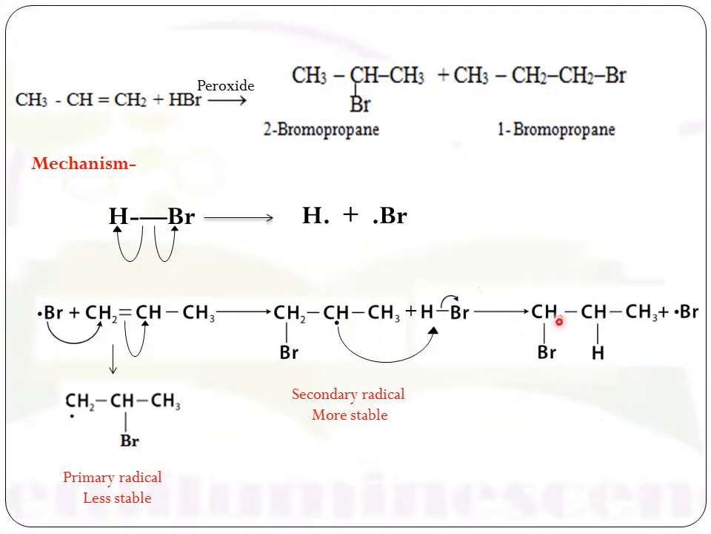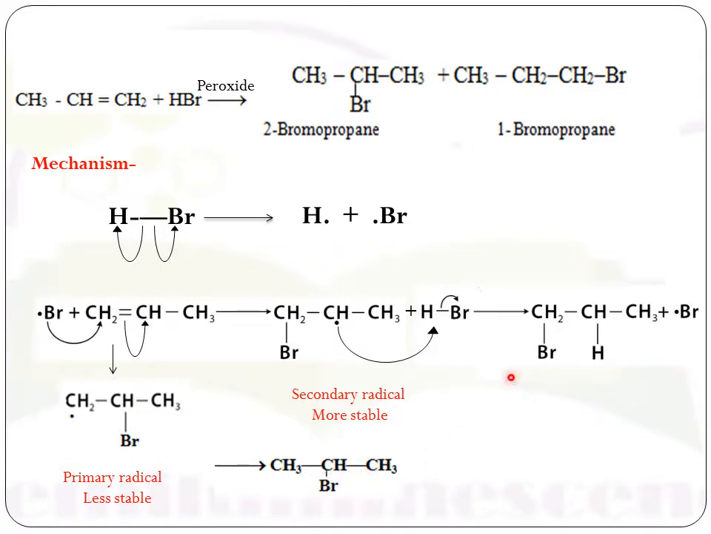If you see the products obtained, the product from the secondary radical is this one, which is obtained from the more stable secondary radical, and the product obtained from the primary radical is this one, in which the hydrogen is bonding with that carbon which is carrying more hydrogen atoms, and bromine is bonding with that carbon which has fewer hydrogen atoms.